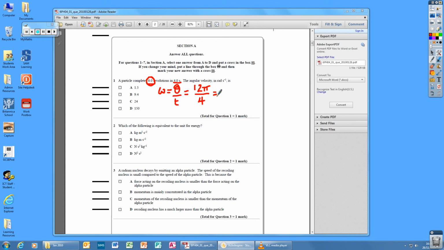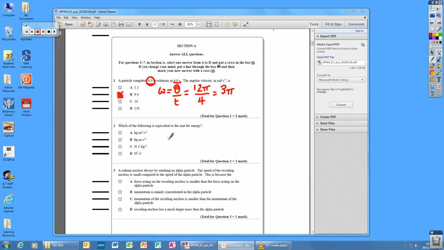So if I cancel that down, 12 divided by 4 is going to give me 3 pi, and if pi is just over 3, so 3 times 3, it's going to be 9 point something. So I would say that there's your answer there, B, 9.4.